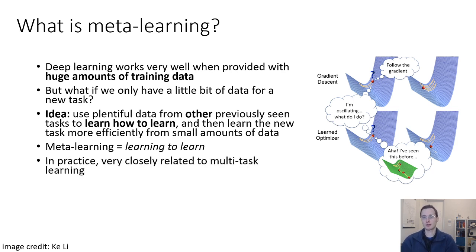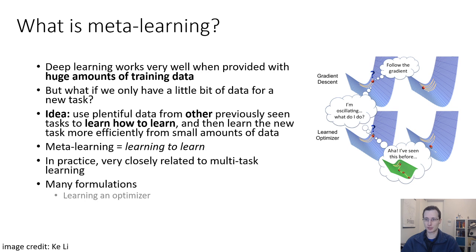In practice, meta-learning is very closely related to multitask learning. The setup that we're going to work with in this lecture is one where you have a large number of prior tasks. Maybe each of those prior tasks has a small amount of data, but the number of tasks is large. And then you have some new task that is structurally related, and we'll define what structurally related means a little bit later.